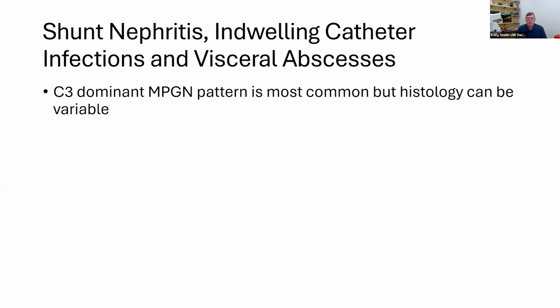And then finally, just remember that there are other types of infections that could be contributing to an infection-associated glomerulonephritis. Often these have a C3-dominant and membranoproliferative pattern of injury based on our biopsy findings, but the histology can be variable. So that's all that I had here. If there are any questions or comments, this is a great time.